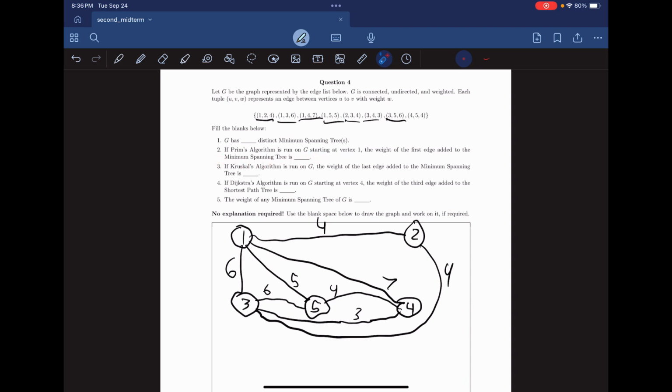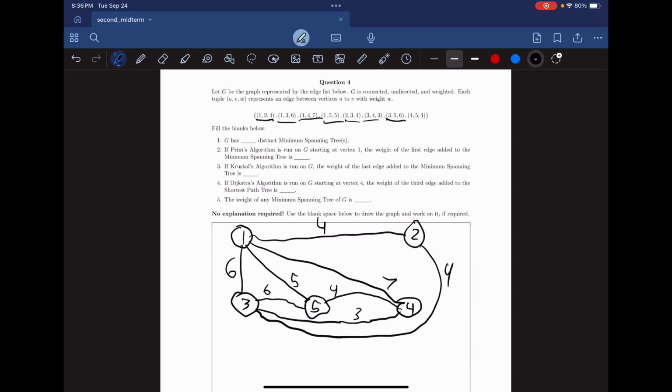The second question that we have here is, if Prim's algorithm is run on G starting at vertex 1, the weight of the first edge added to the minimum spanning tree is blank. Now, remind yourself, Prim's algorithm is an algorithm for finding the minimum spanning tree of a graph. This is why I said we should skip one, because we are actually going to find the distinct minimum spanning trees of G and know how many of them if we run Prim's algorithm. So let's just go ahead and run Prim's algorithm, and that way we can knock out both 2 and 1 in the same go. So Prim's algorithm, remind yourself how that works.